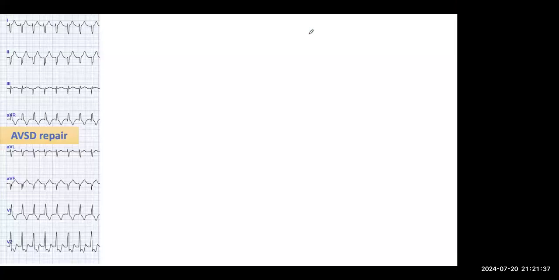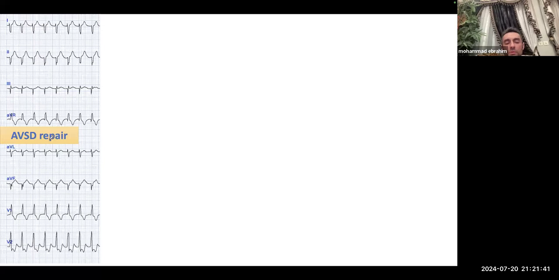Okay, this is an AVSD patient who is post-op. They called us; he's tachycardic. Heart rate is maybe 180, faster than 150 or 160, let's say. The post-op heart rate is 150, 160. The patient is roughly 6 months old, so it's a little bit tachycardic.